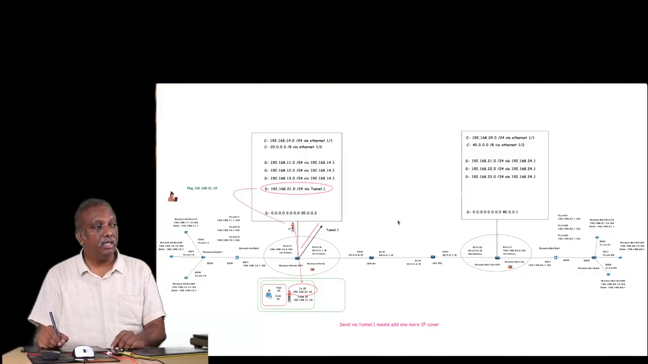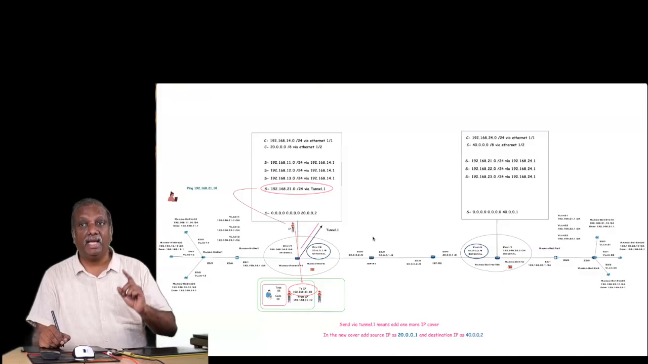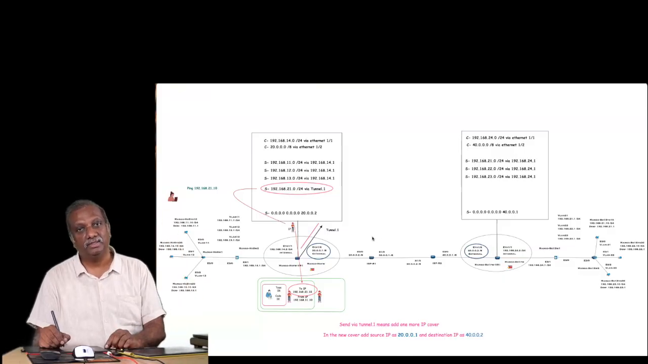In the new IP cover, what will be the source IP address? When I add a new IP header, I should add the source IP and the destination IP. In the new cover, add the source address as 20.1 and the destination address as 40.2. Who's 20.1? Your own IP address as the source IP. And the to IP address is the public IP address of the branch office router. Right?